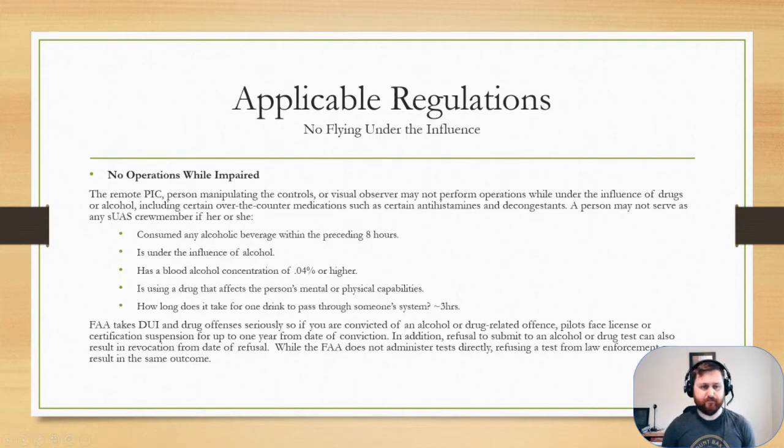So the general idea is pretty straightforward. One thing to note is that the FAA, like I said, does take this very seriously. If you are convicted of an alcohol or drug-related offense, pilots will face their license or certification being suspended for at least 1 year from the date of conviction. In addition, any refusal to submit to an alcohol or drug test also constitutes a revocation and basically a suspension for up to a year from the date of the refusal.